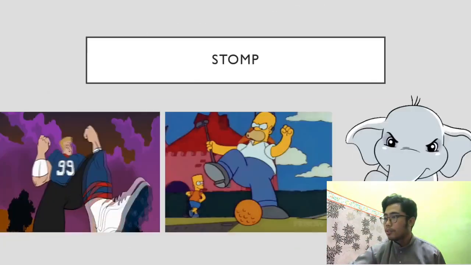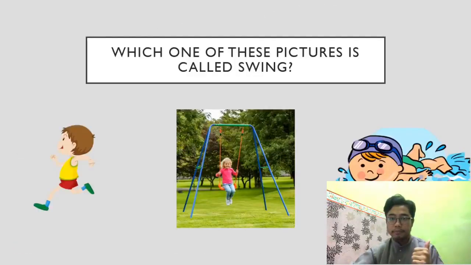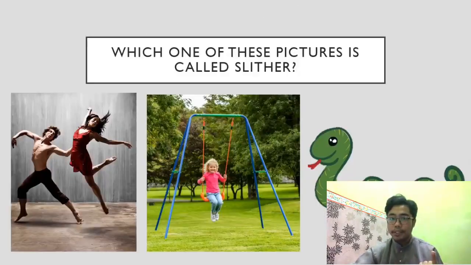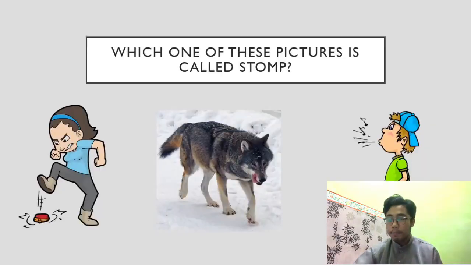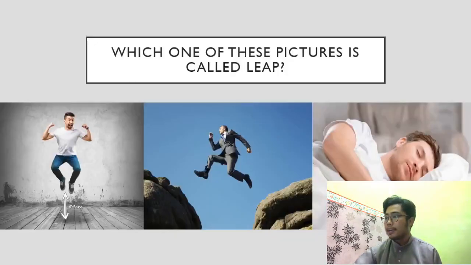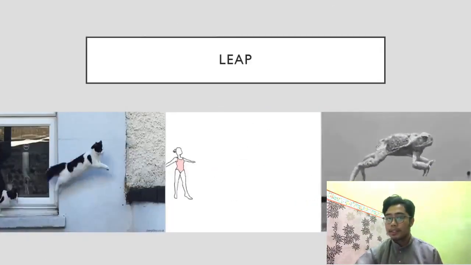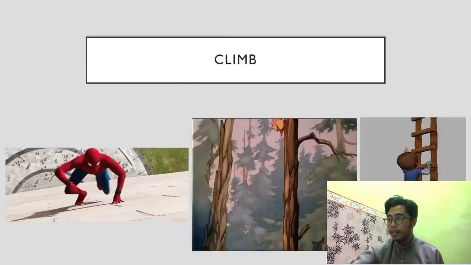Okay. So we have learned swing, S-W-I-N-G, swing. We have learned slither, S-L-I-T-H-E-R, slither, like a snake moves. Stomp, S-T-O-M-P, like the elephant. And then we have learned leap, L-E-A-P, like the frog here, leap. And then climb, C-L-I-M-B, climb, like Spider-Man, like the boys.